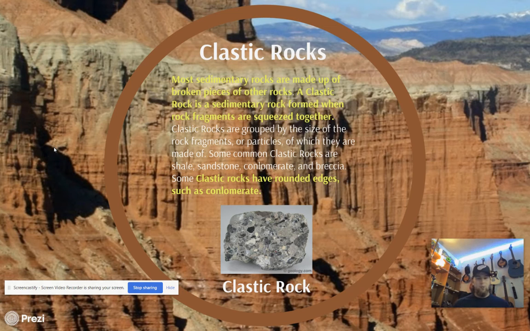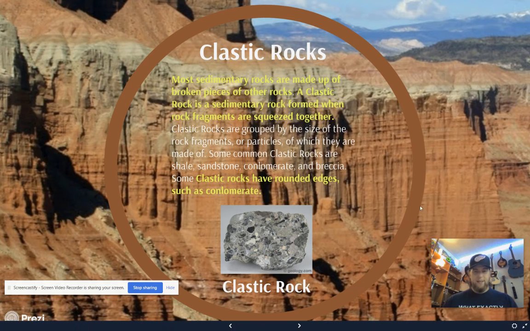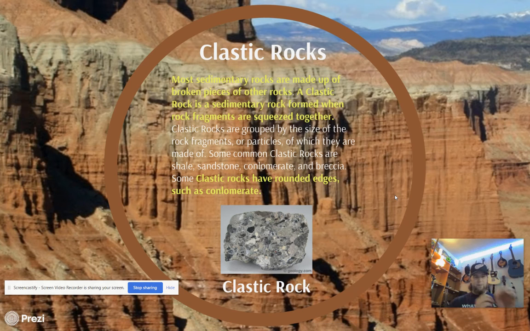So some of the most common ones are shale, sandstone, conglomerate, and breccia. Conglomerate and breccias are almost the same. It just has to do with being rounded or being sharp. Some clastic rocks have rounded edges, such as a conglomerate, which we have seen before. And if you took that same conglomerate, which is just bigger pieces of rock put together, and they were more angular, then we call that a breccia.